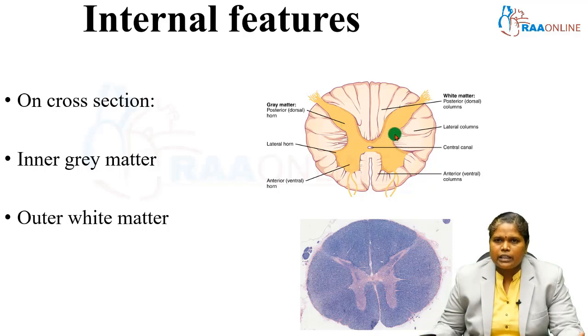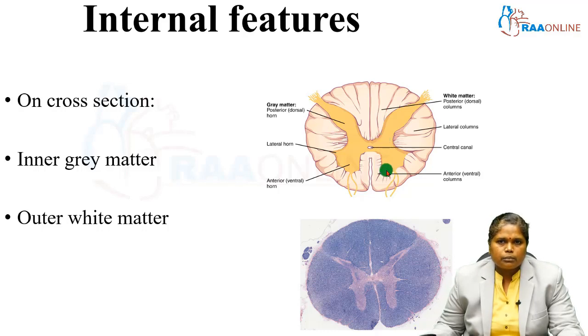So this is the inner grey matter. Grey matter is due to the presence of cell bodies of the neurons. Here we can find the cell bodies of the various neurons. It can be motor neurons or sensory neurons. Here only we have the cell bodies, so that gives the grey color.